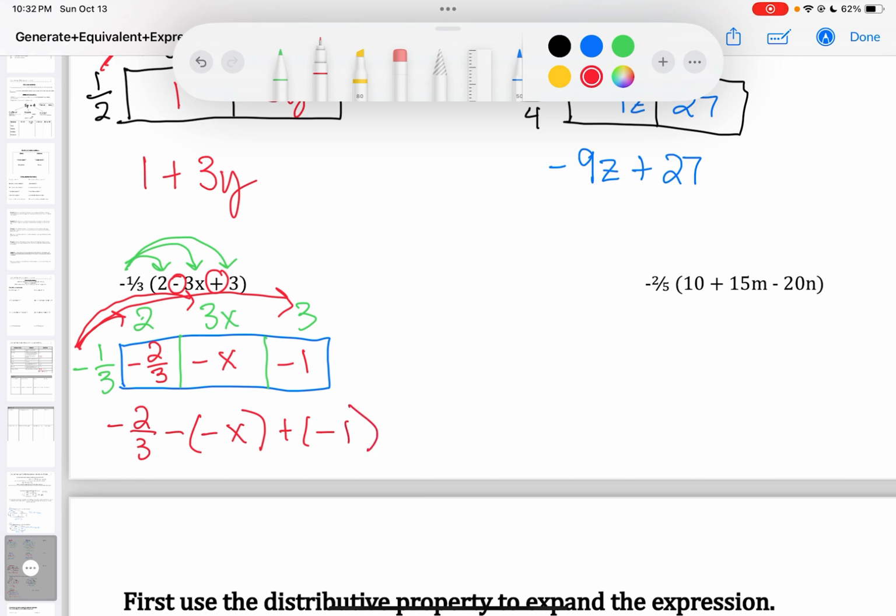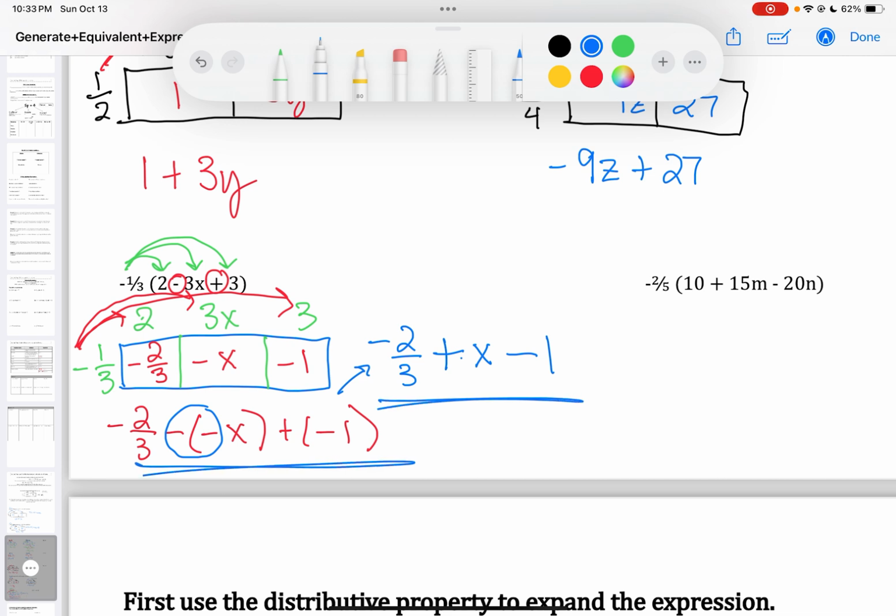And if I wanted to, I could rewrite this as, I'll rewrite it right here, negative 2/3 plus, because we remember from our integers unit that a negative right next to a subtraction symbol will make a big plus, x. And if I wanted to, adding a negative is the same thing as subtracting, so I could write it as this. These are both the same thing. You can leave it either way. This just helps me simplify it more.